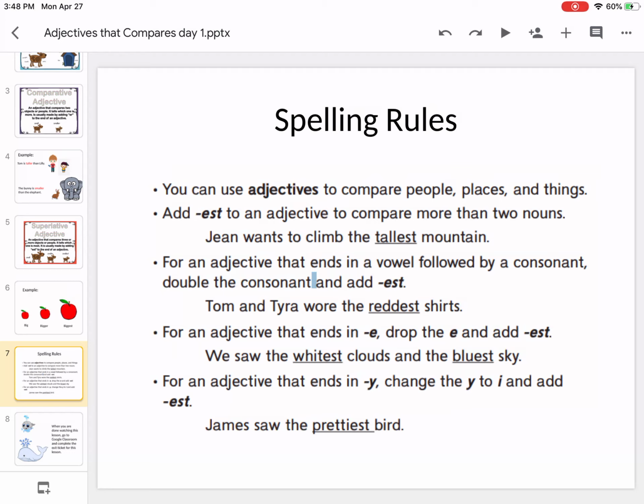For an adjective that ends in Y, you change the Y to an I and you add est. So the example here is, James saw the prettiest bird. You take away the Y in pretty, you add an I, and you write est.